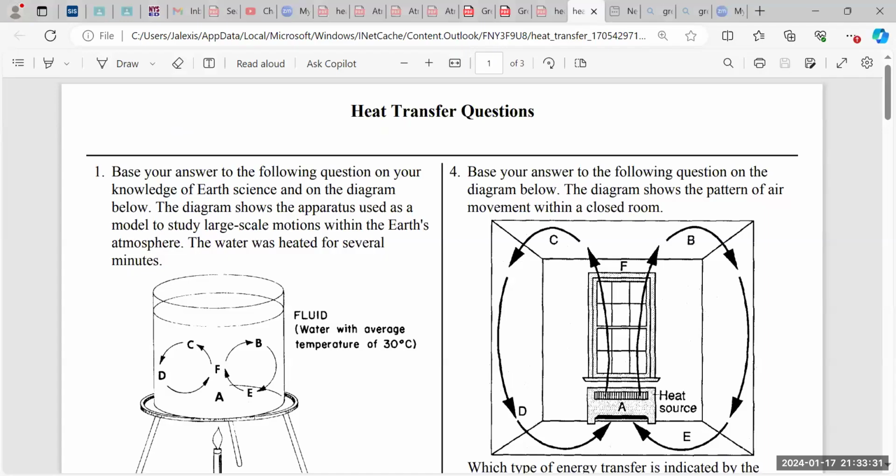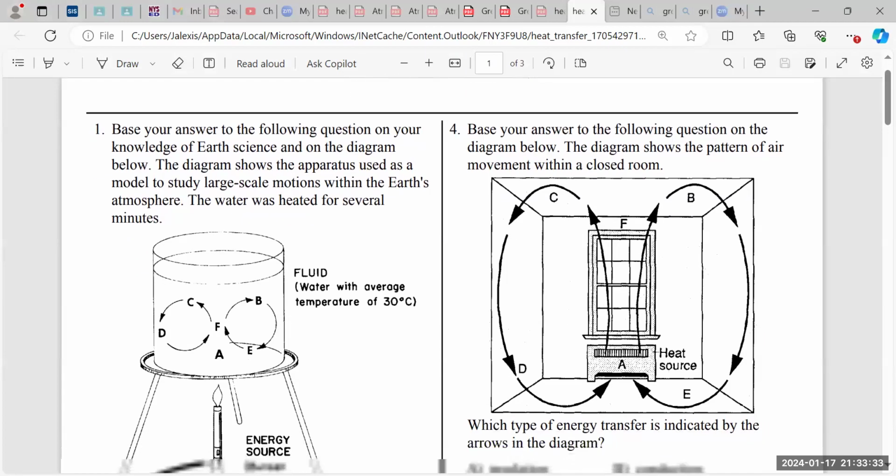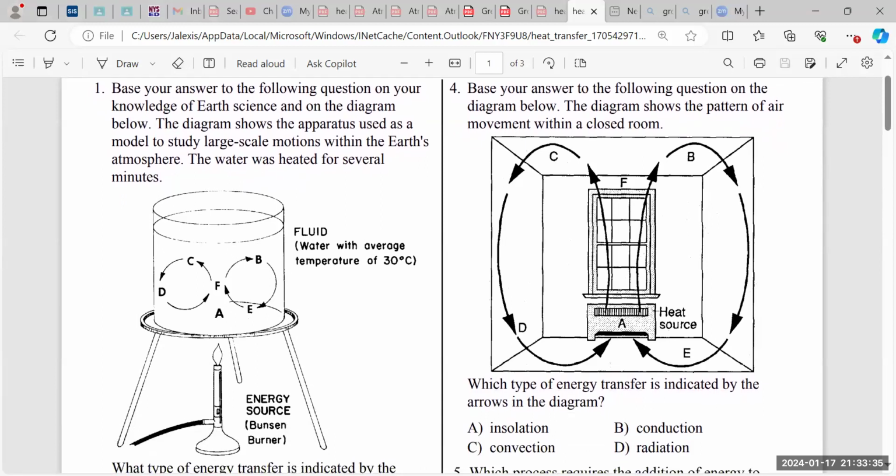All right, everybody. So we're going to be doing heat transfer questions. We're actually going to start off with question number 4. It says, base the answers to the following questions on the diagram below. The diagram shows a pattern of air movements within a closed room. It says, which type of energy transfer is indicated by the arrows in the diagram?